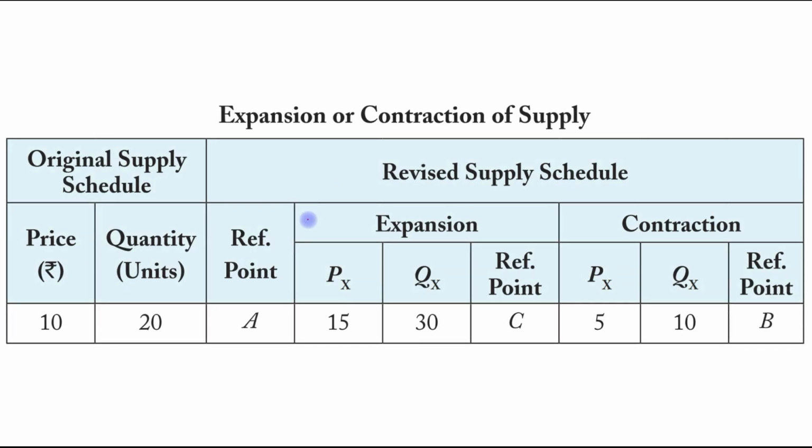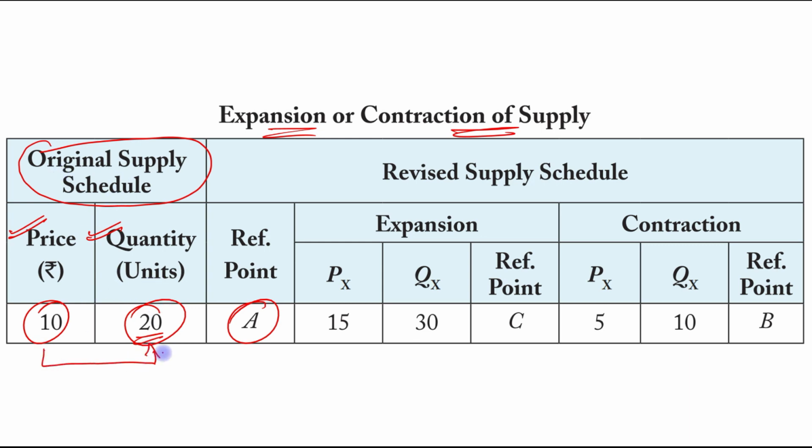So here we have this hypothetical schedule which shows the expansion or contraction of supply. Let's first focus on this part, original supply schedule. तो original supply schedule में क्या है? Price है हमारे पास ₹10 और quantity है 20 units. That at a price of ₹10, quantity supplied is 20 units, और इसका reference point है point A. तो अभी हम सिर्फ इस original supply schedule पे focus करेंगे.